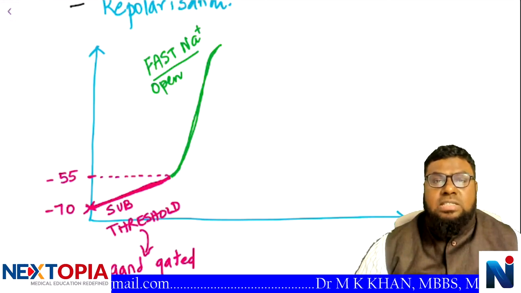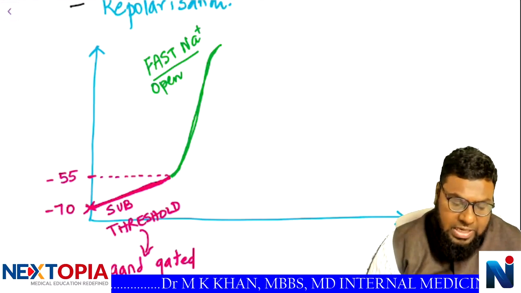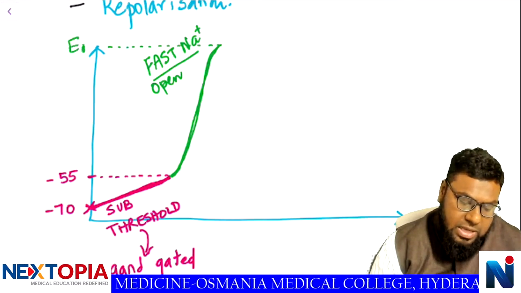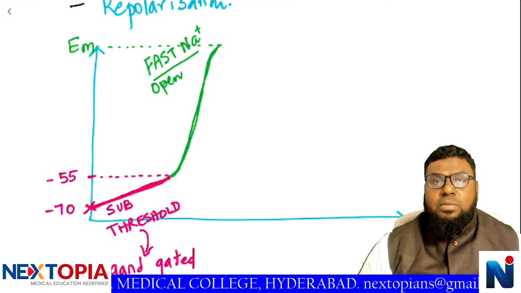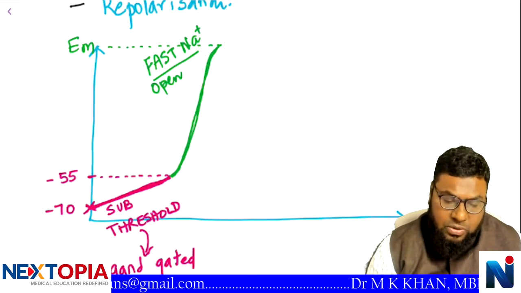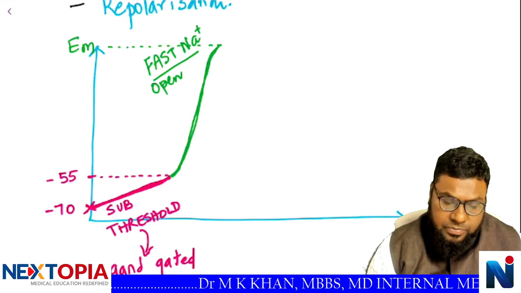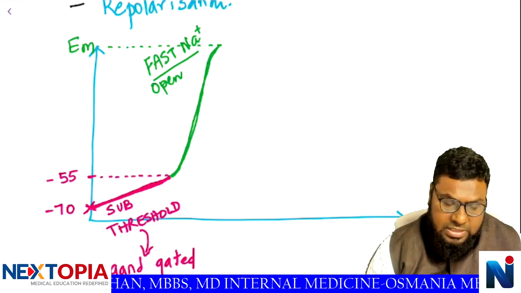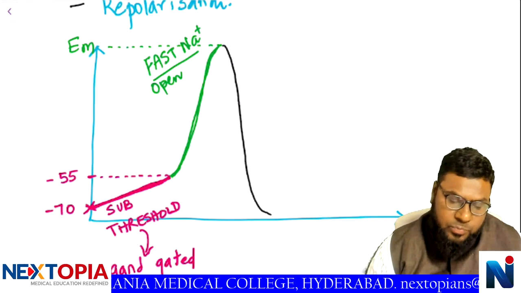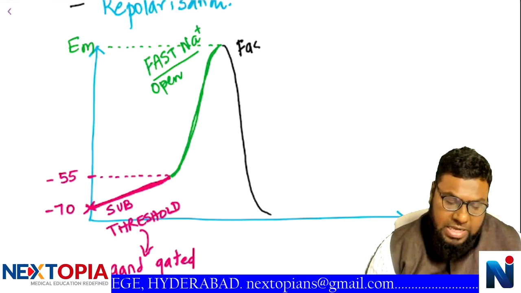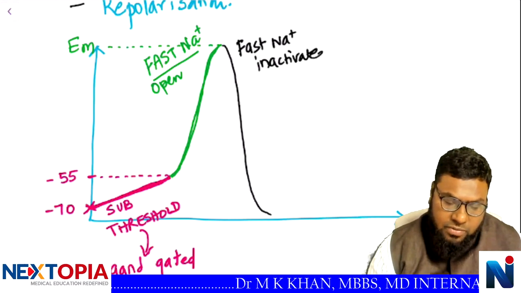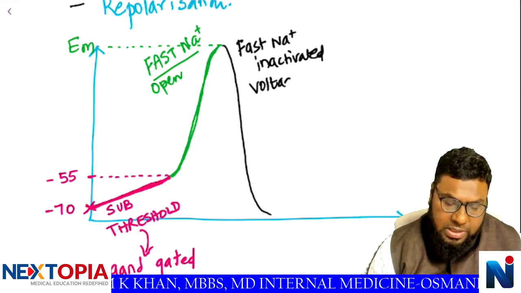After that, once the equilibrium potential is reached, this is the top peak, we call it the equilibrium potential. If the equilibrium potential has been reached, now the sodium channels undergo inactivation. Once the sodium channel undergoes inactivation, repolarization begins like this. So here we have fast sodium channels in the inactivated state, but we have voltage gated potassium channels which are open here.